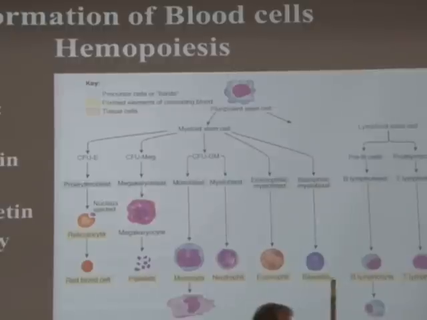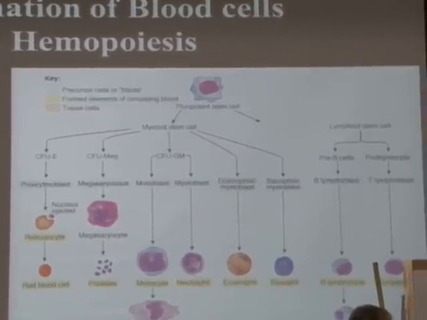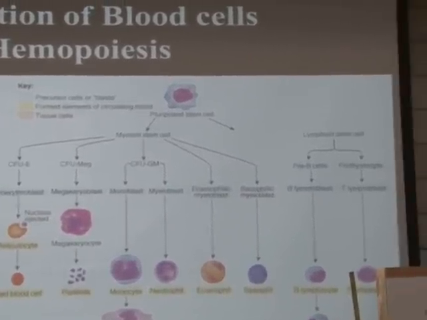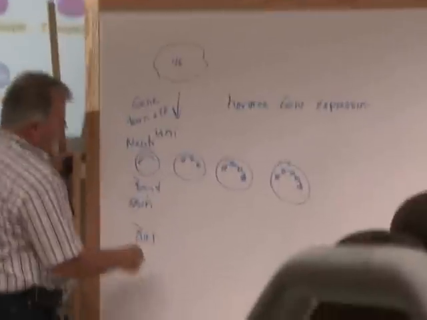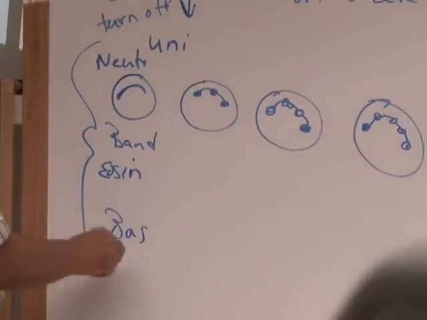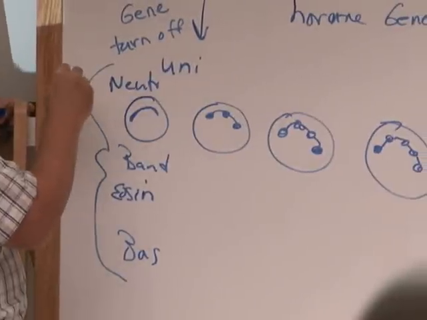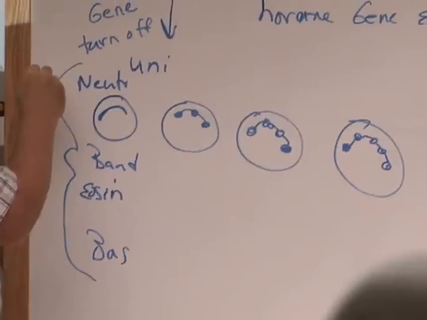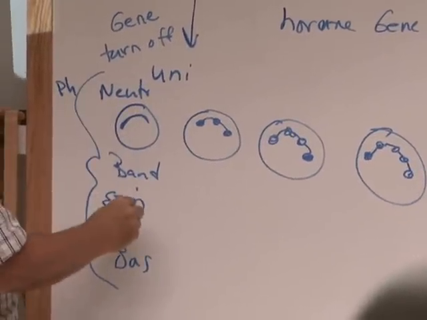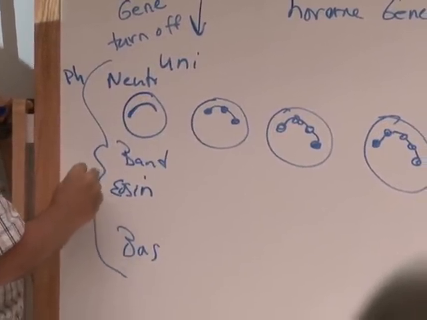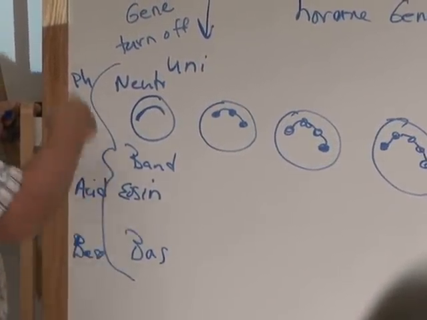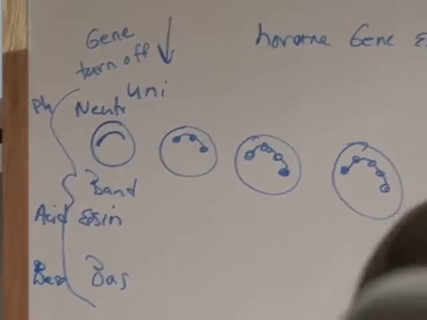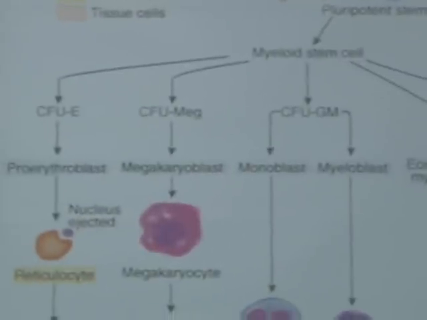Now, what happens is neutrophils, eosinophils, and basophils are all dealing with pH. So neutro tells us it's unaffected by pH. Eosin is the Latin word for acid, and baso is obviously base. So this whole nomenclature came from using staining techniques to distinguish white blood cells.